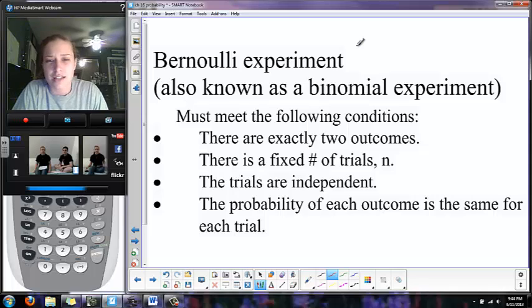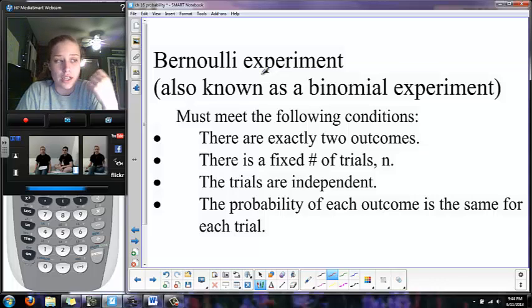This stuff really isn't that important. It's just technicalities, also known as a binomial experiment. It must meet the following conditions. There are exactly two outcomes. Like when we're talking about the probability of a team winning a certain number of games, there are two outcomes: either they win or they lose.